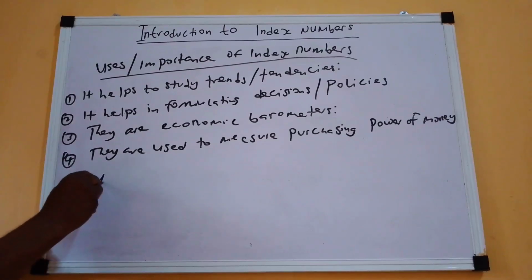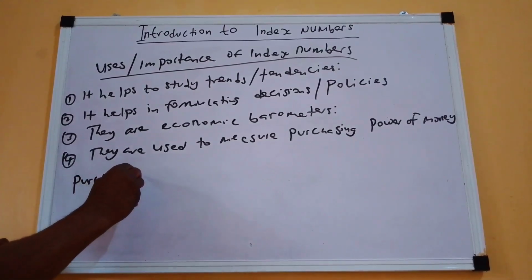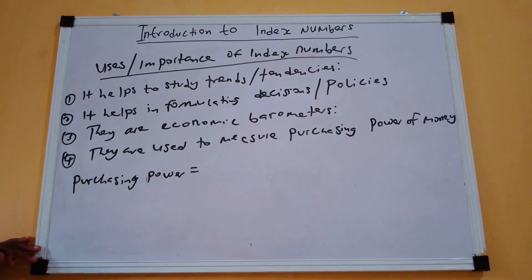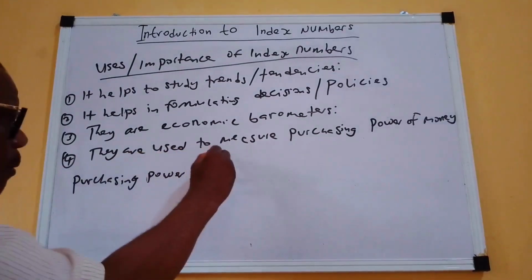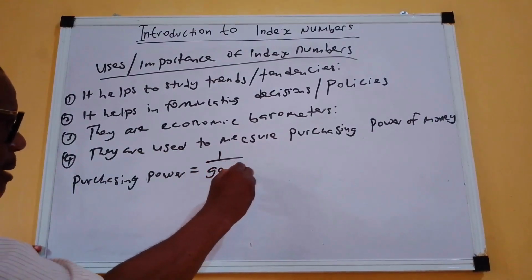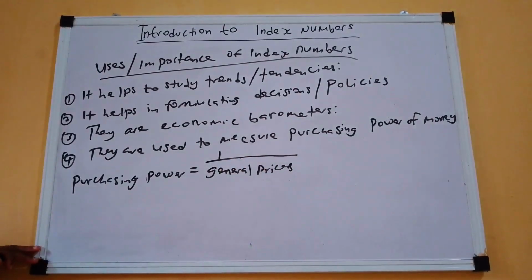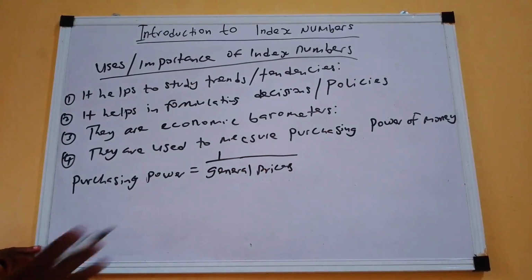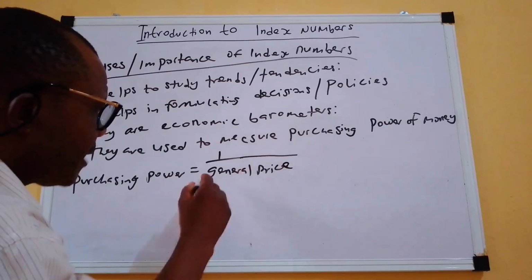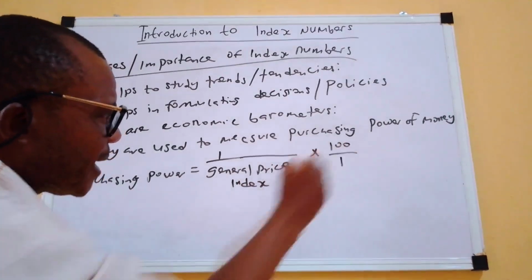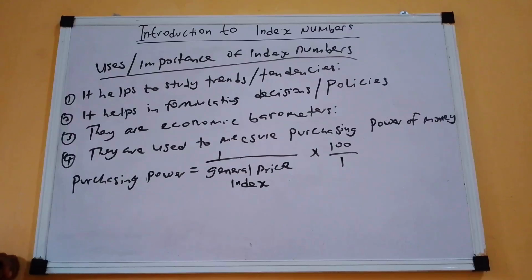So the purchasing power of money is calculated as: purchasing power is equal to 1 over the general price index, 1 over general price index times 100 over 1. So you can see that it is given in percentage.